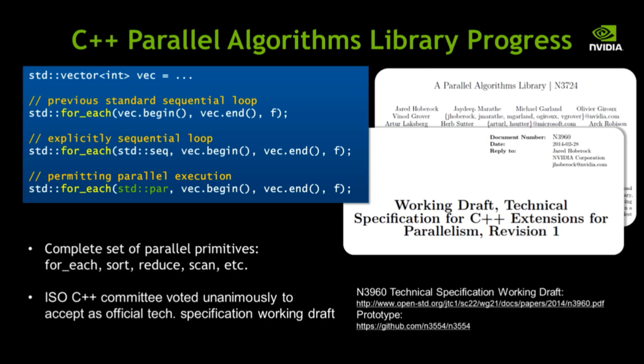Maybe a year and a half ago or so, Jared Hoberock, who's one of the main authors of Thrust, presented a paper to the ISO C++ committee about a proposal for a parallel algorithms library. It was very well received. Since then, they've written a technical specification, which in February was unanimously voted to be an official working draft technical specification within the ISO C++ committee. That means this is in the process to become part of a future standard, perhaps even C++17.